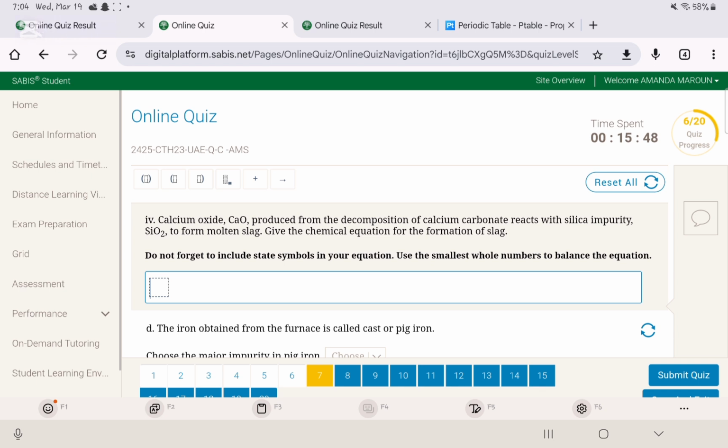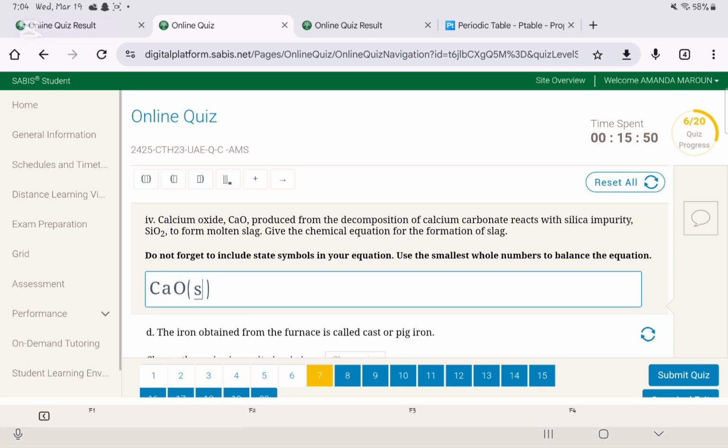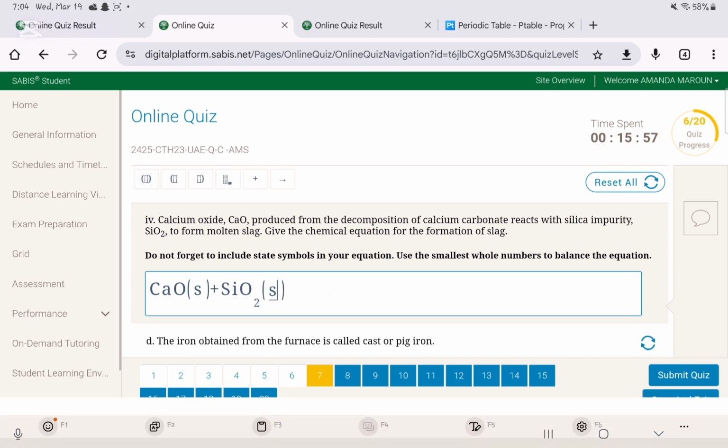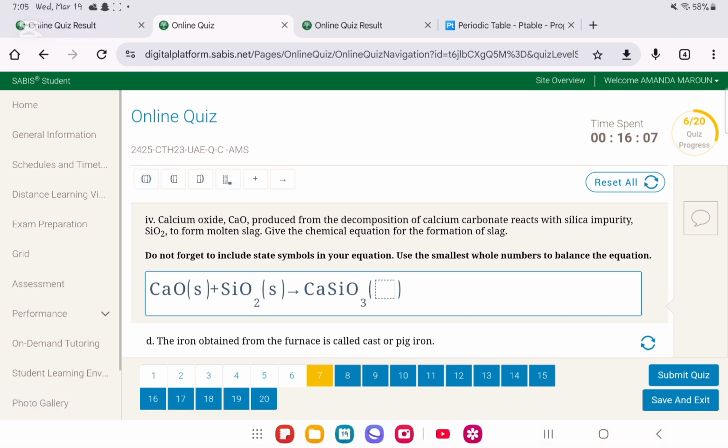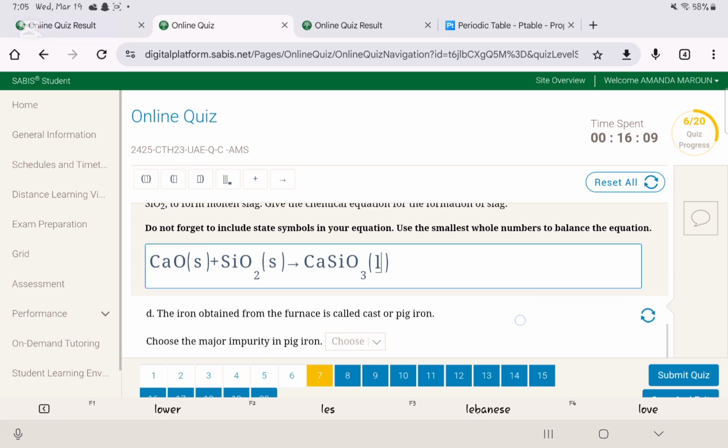They told us calcium oxide, CaO, which is always a solid, will react with silica impurity, SiO2, which is also a solid, to form slag. Slag is CaSiO3, but it is a liquid, so do not forget to put liquid next to it.